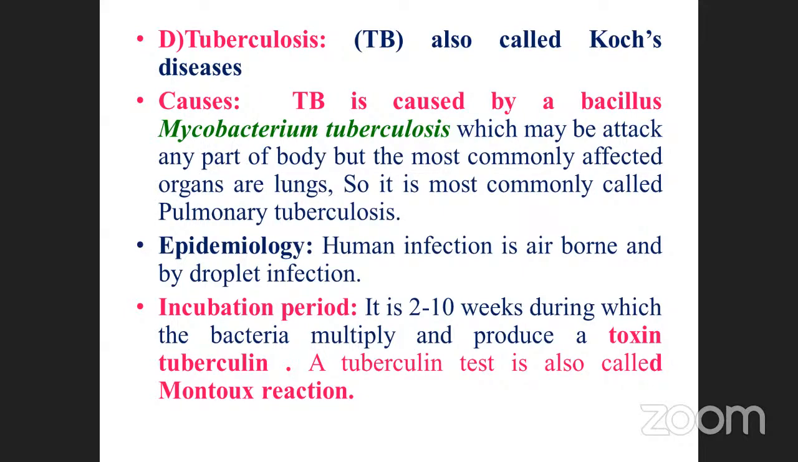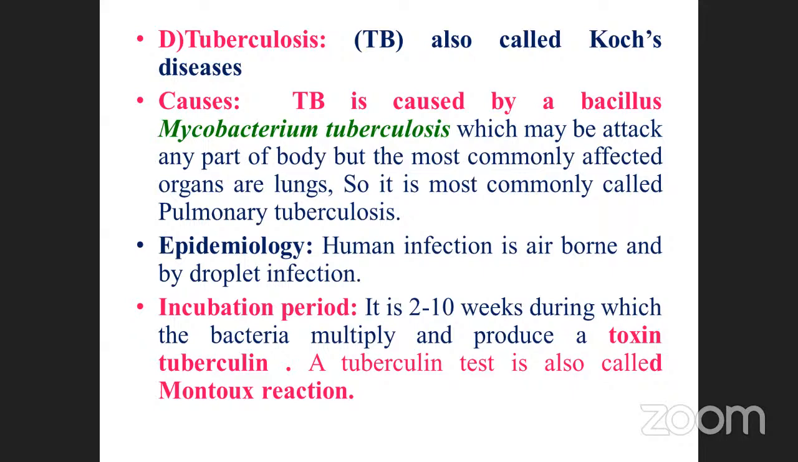How does a healthy person get infected with TB from those who are affected? The microorganism easily enters healthy persons through air as well as droplet infection. I think this type of bacteria stays alive in the atmosphere for some time. The incubation period is 2 to 10 weeks, during which the bacteria multiply and produce a toxin, tuberculin. Note it down: the toxic substance produced by Mycobacterium tuberculosis is tuberculin. It is nothing but protein molecules. The tuberculin test is also called Mantoux reaction.